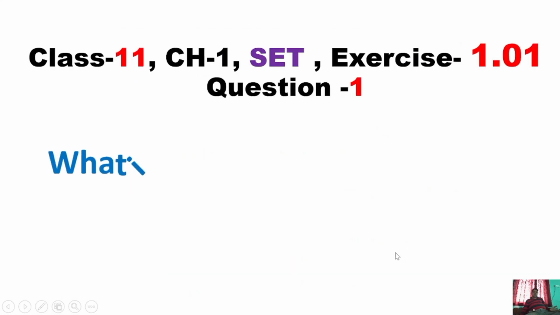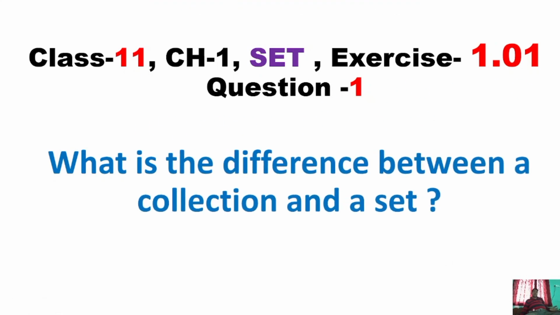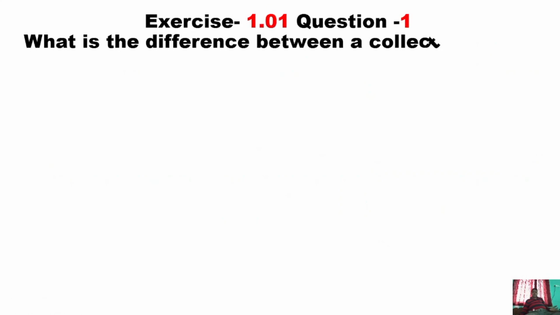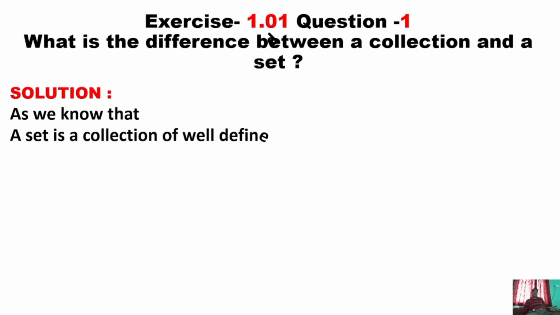Let's see question number 1. What is the difference between a collection and a set? Already you know what a set is, and a set determines the collection together. So is there any difference between a collection and a set? We know already that a set is a collection of well-defined elements. It means the elements of the set must be well-defined.